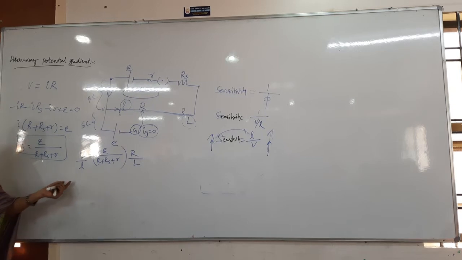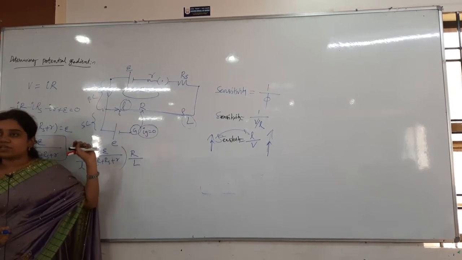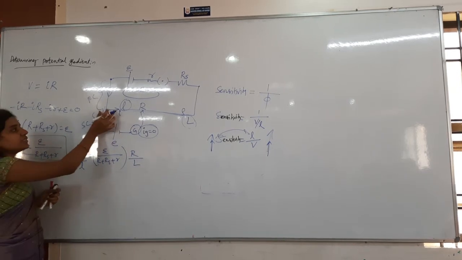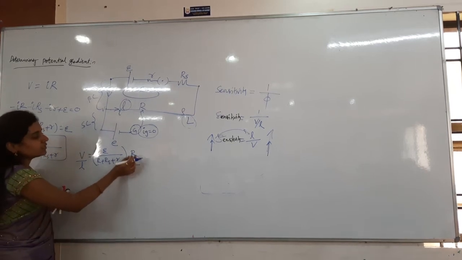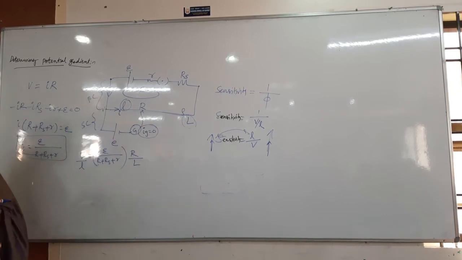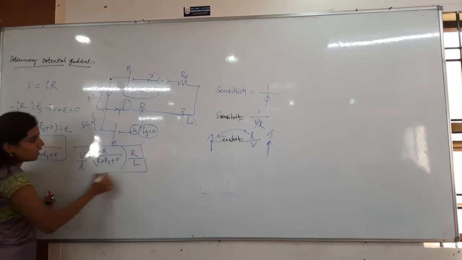But this length is which length here? Balancing length. This length is the potentiometer wire length. Why have we taken it like that? Here we are getting the potential over how much length? Only a small length, small l, the balancing length. Here why have we taken capital L? The resistance we have is for how much length? Total length. So that is why I have taken V by L is equal to E by R plus RS plus r into R by L.